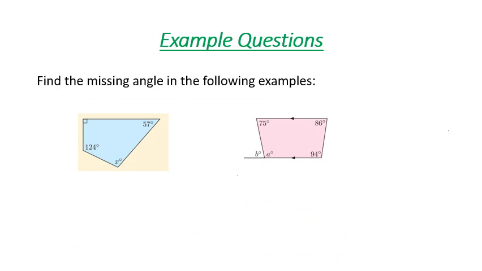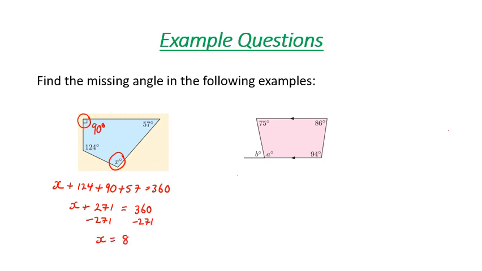Okay, so essentially in these example questions, we're trying to find the missing angle. So you can see in our first question, we're trying to find the angle of x. And I know that there's a right angle here, which is 90 degrees. I also know that when I add all those angles together, I end up with 360. So I've got x plus 124 plus 90 plus 57 is going to give me 360. I'm then going to collect all the numerical values and end up with 271 equals 360. I'm then going to take 271 from both sides, and I'm going to end up with x equaling 89 degrees.